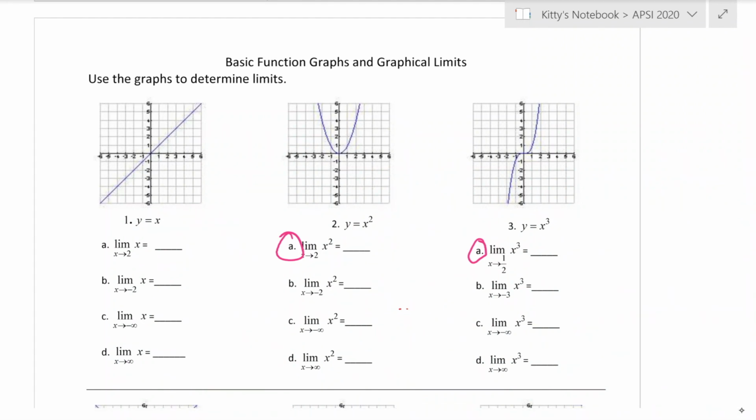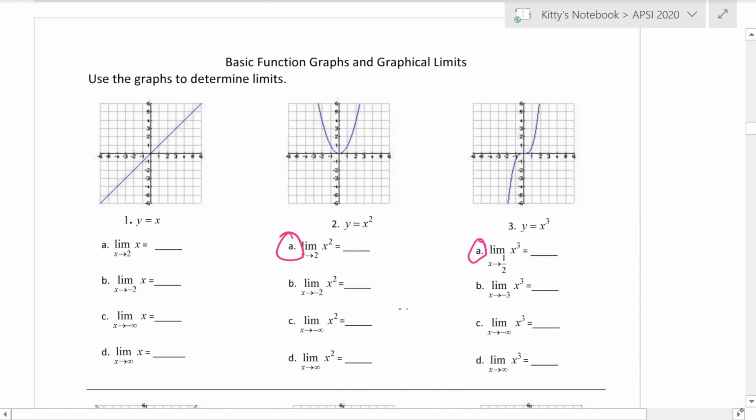And we're going to take another look at those basic functions because they are really a big deal in our life. We're going to see them a lot. And we're going to look at graphical limits. I'm going to do the ones I have circled, and then I'm going to let you do the rest of them. Okay, here we go. Let's go have some fun.